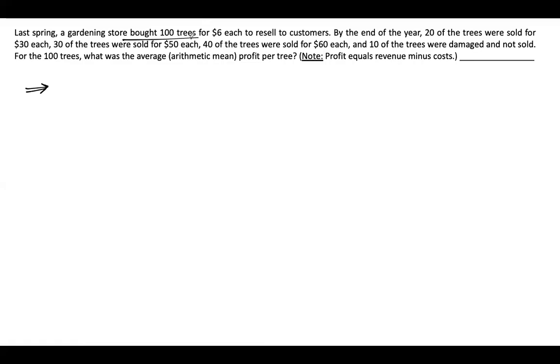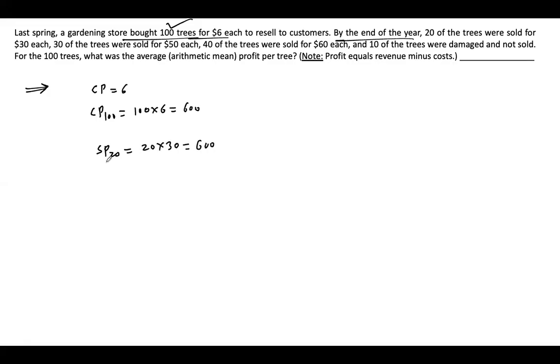So a gardening store bought 100 trees for $6 each. So the cost price comes to be $600, for 100 would be 100 into 6. Yes, $600. By the end of the year, 20 trees were sold for $30 each. So the selling price of 20 trees would be $600.